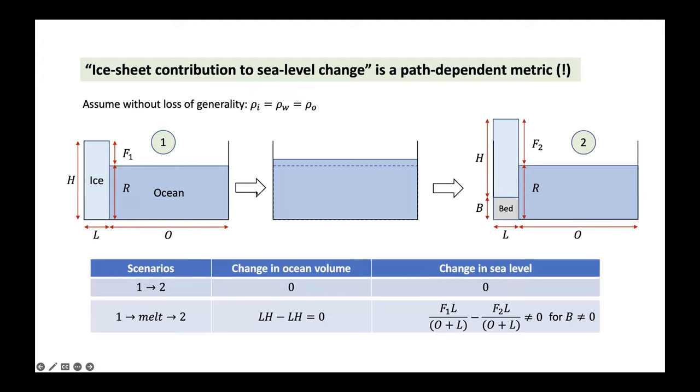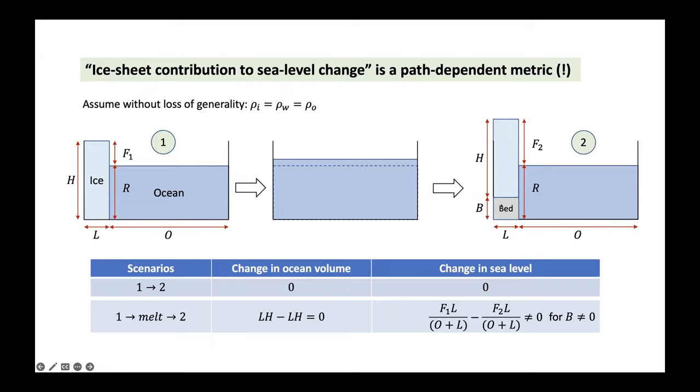And then you have to take care of what happens when ice goes from scenario 1 to a mid state, and then from the mid state to state 2. Then you can compute the change in ocean volume, which should be the same as the change in ocean volume. So this is a conservative metric, and the mass conservation principle is perfectly fine. But for the sea level change, only when F1 and F2 are the same does the change in sea level appear to be a conservative metric, but it does not have to be, because there could be some perturbation at the bed or anything.